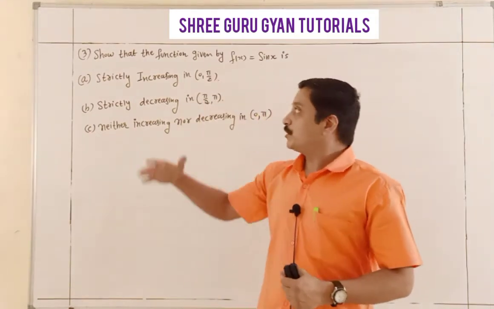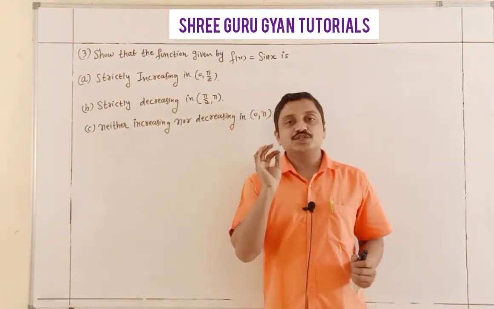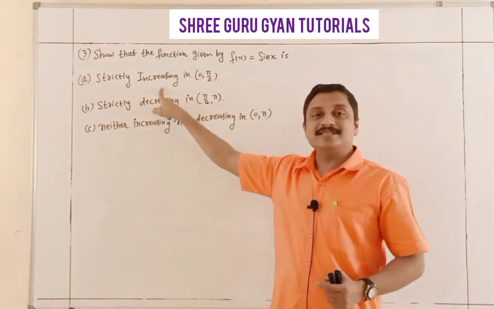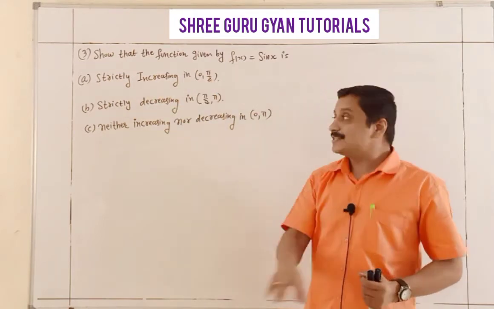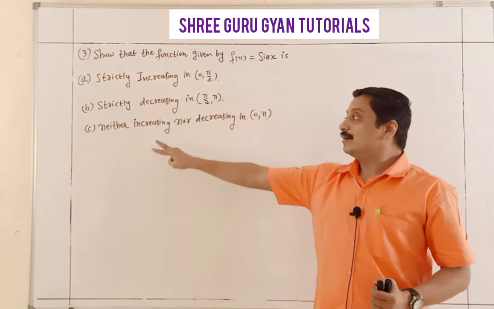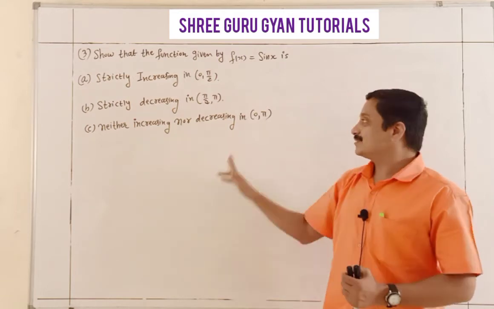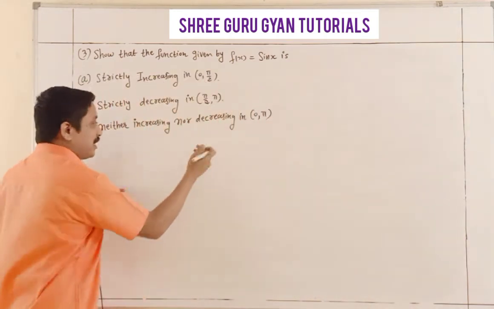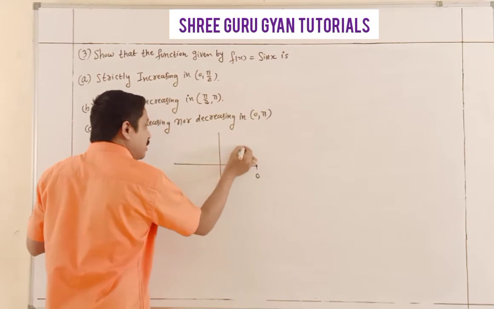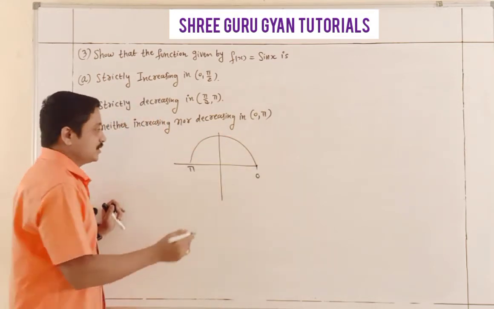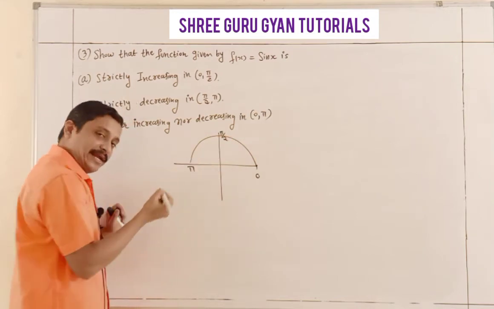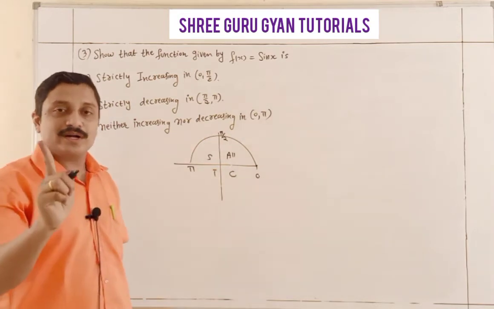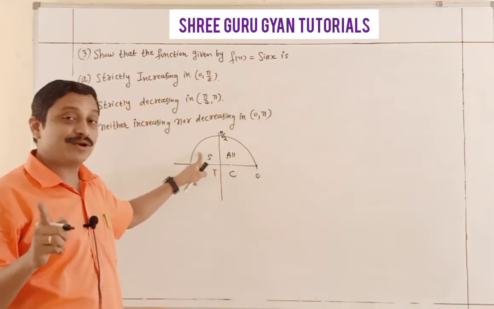Now students, question number 3, that is the important question. Show that the given function f(x) equals sin x is strictly increasing in 0 to pi by 2, strictly decreasing in pi by 2 to pi, and third, neither increasing nor decreasing in 0 to pi. So generally you know that 0 to pi means students, you have only two quadrants: one is 0 to 90 and the other 90 to pi. It is all S, T, C wise. First quadrant all, second quadrant sine and cosecant positive.